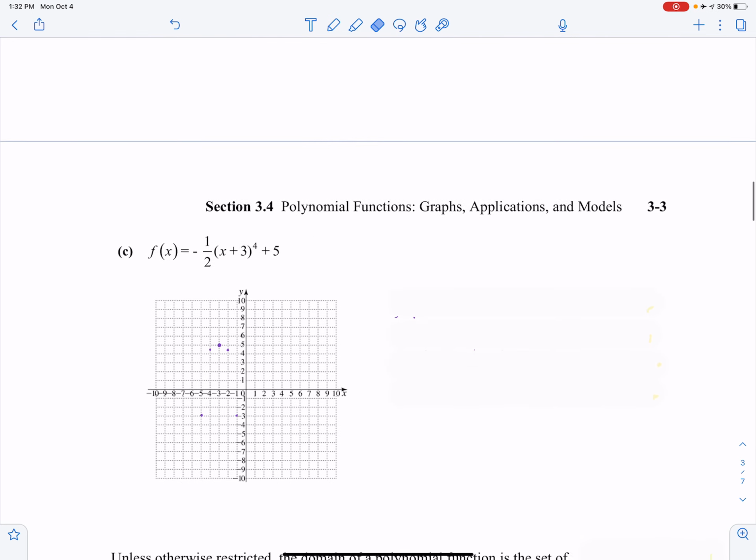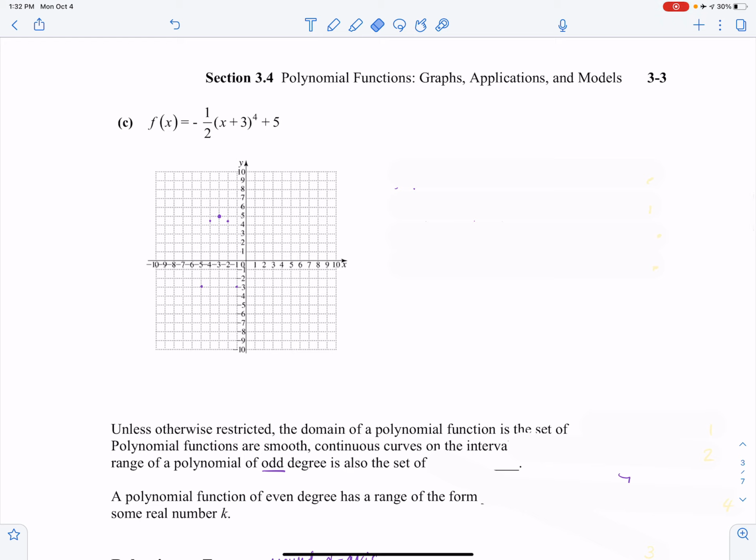Now if we take a look at this one, we also have not done an x to the 4th parent, but we know enough about translations to know what we need to do. So the first thing that's going to happen is it's going to move to the left 3. And then it's going to be reflected over the x-axis because of that negative. The 1/2 is going to cause a vertical shrink. And last but not least, the plus 5 is going to cause up 5.